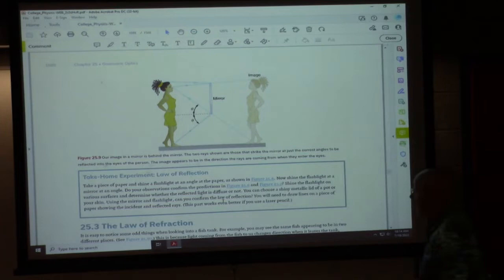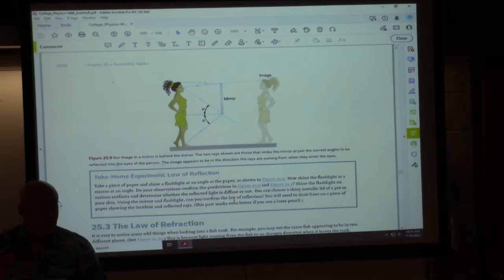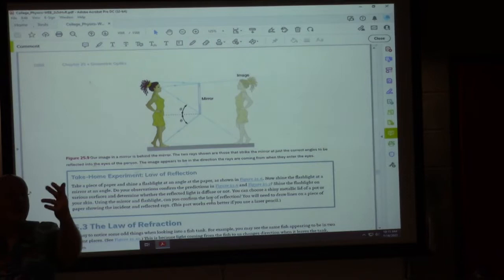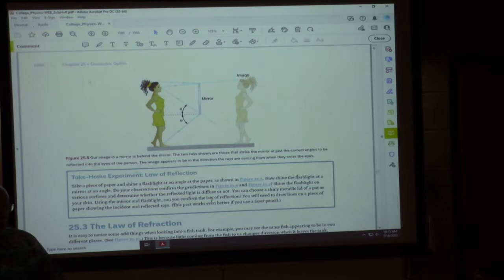This person's standing in front of the mirror. You can ask a couple of questions like, if this person stands in front of the mirror, do they see an image of themselves? If they do, how tall is that image? And where is that image? Does that image appear to be like on the surface of the mirror, like a painting? Or does it appear to be inside the mirror, behind the mirror, like a window? Well, I can answer all those with the law of reflection.